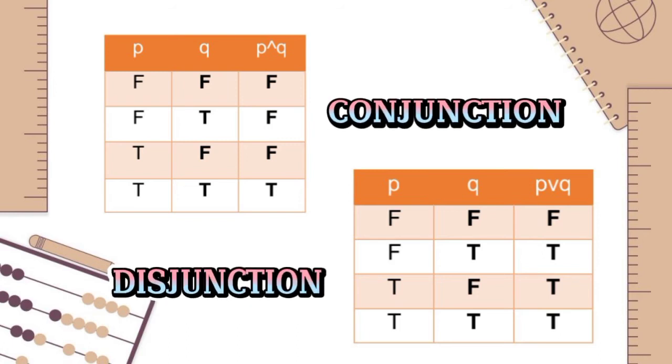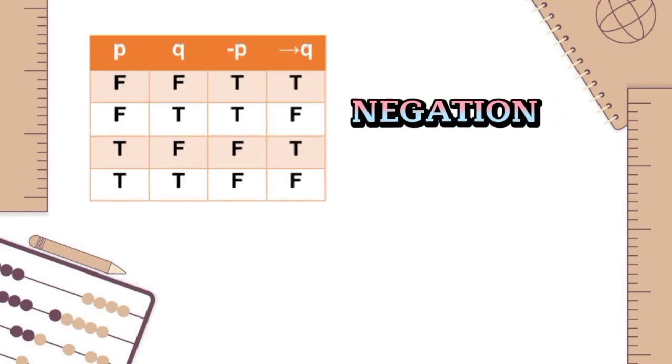Next is the negation. We have four columns: P, Q, not P, and not Q. If we talk about negation, it is true when P is false, and false when P is true. The first row: the P is false, then the Q is false, so the not P is true.